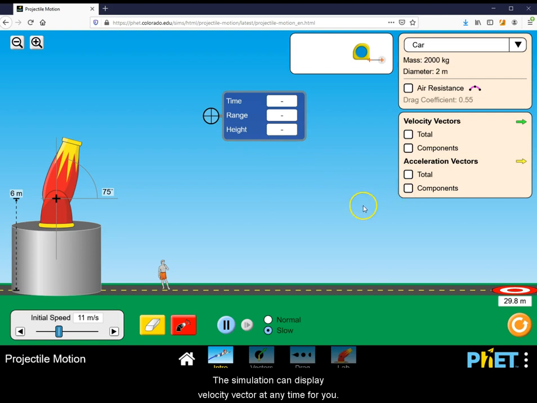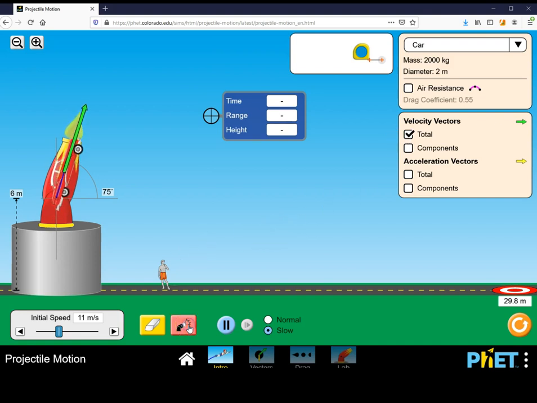The simulation can display the velocity vector at any time for you. This should always be along the projectile path. It can also display the components of the velocity vector for you.